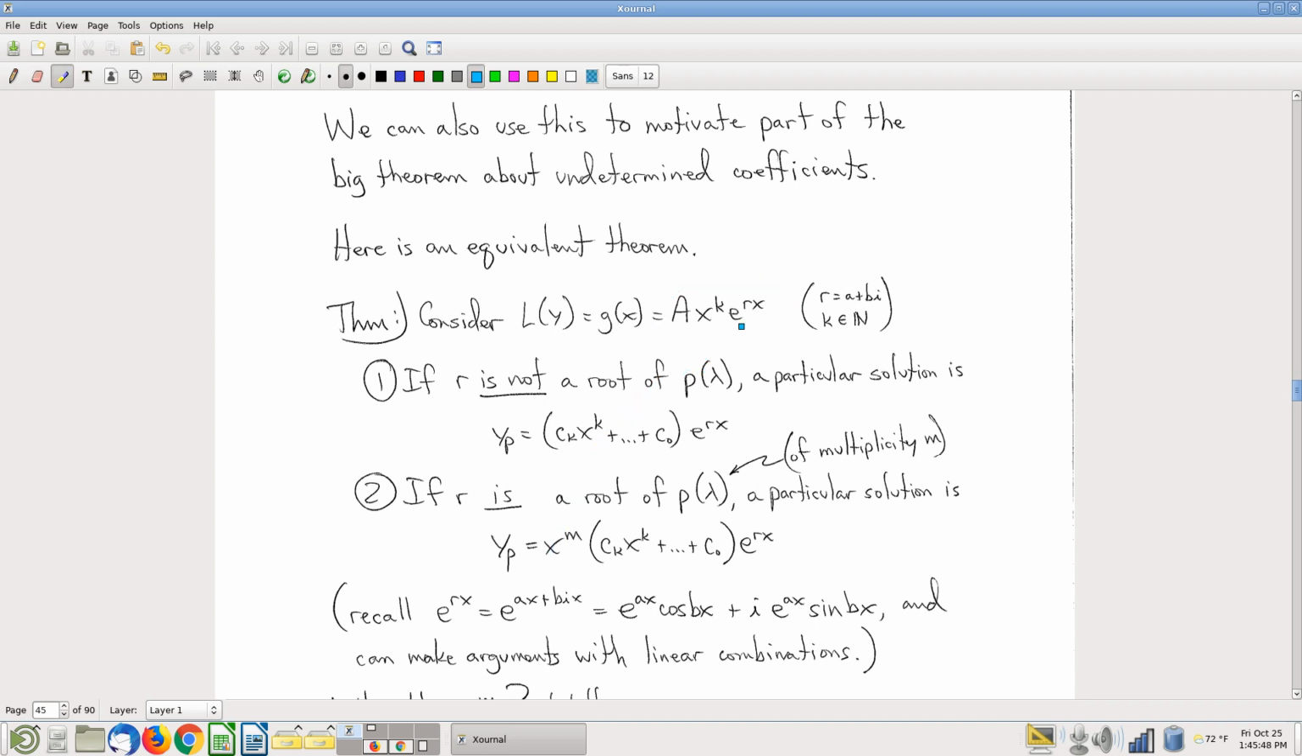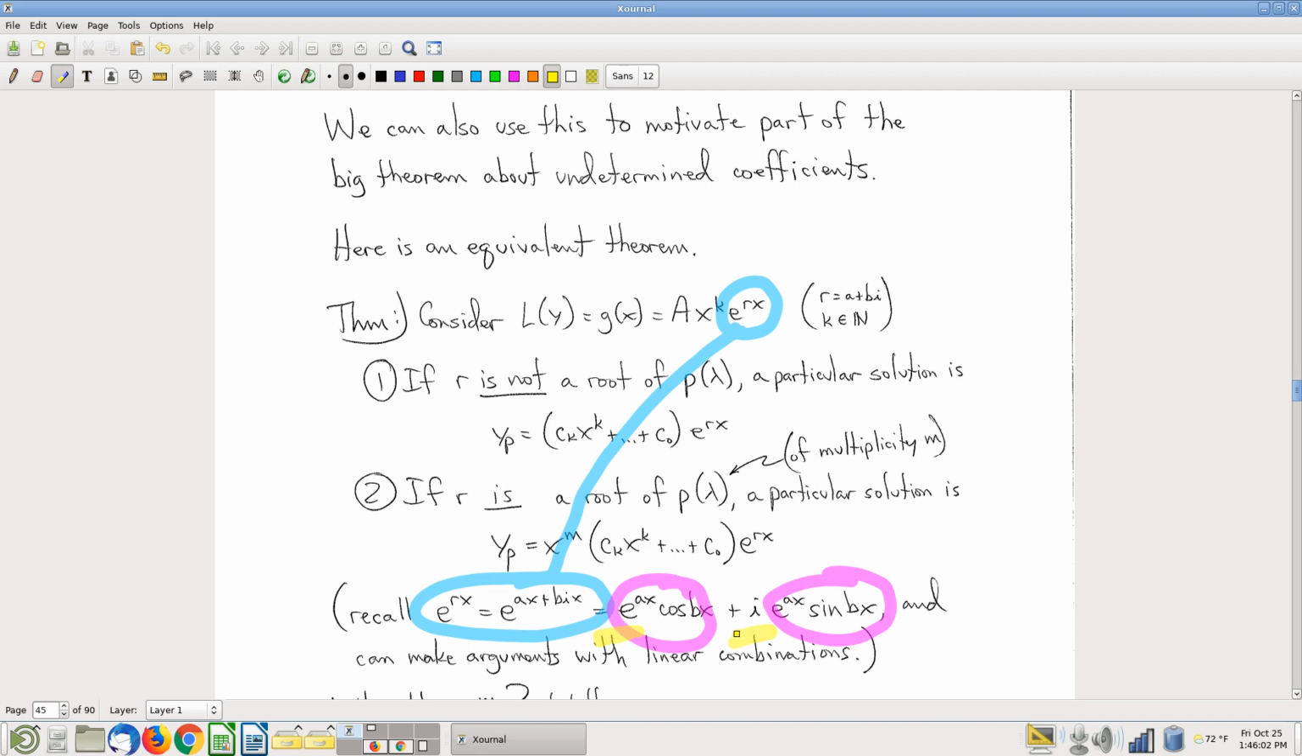Functions that look like this are linear combinations of functions that look like that, with certain coefficients, right? So there's coefficients there of 1 and i. And so, roughly speaking, all the functions in this theorem are just linear combinations of the kinds of functions that were in our previous theorem, and vice versa.